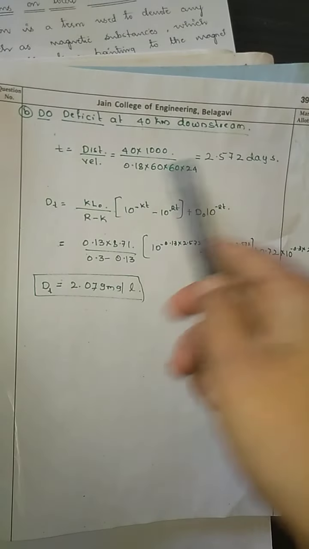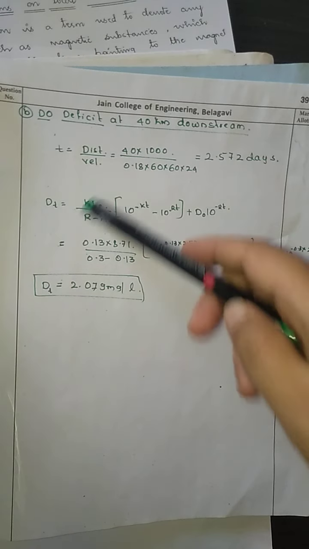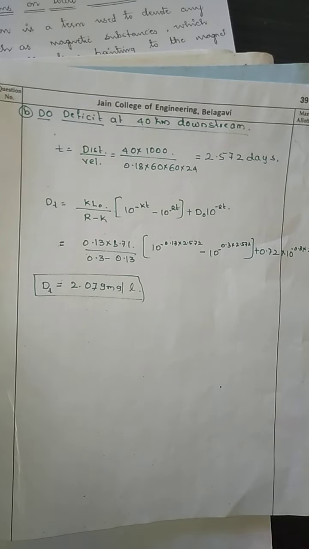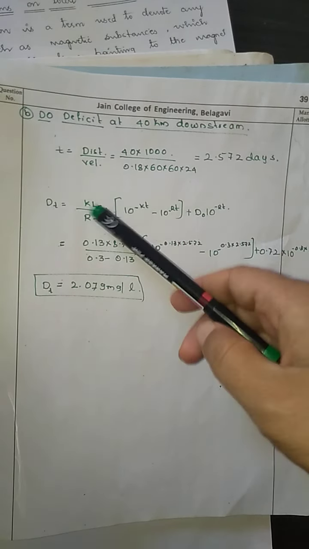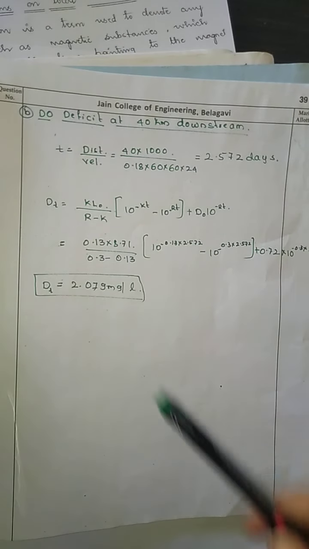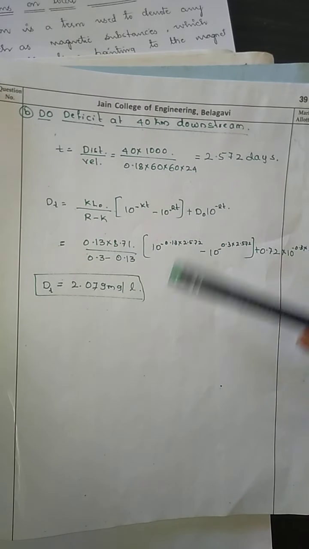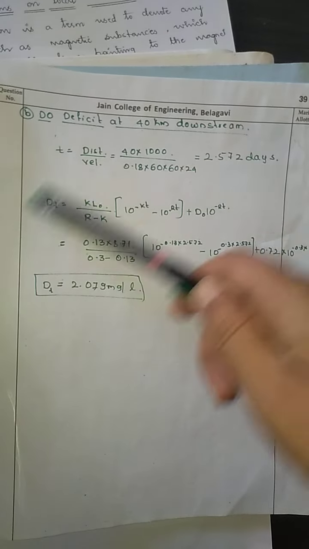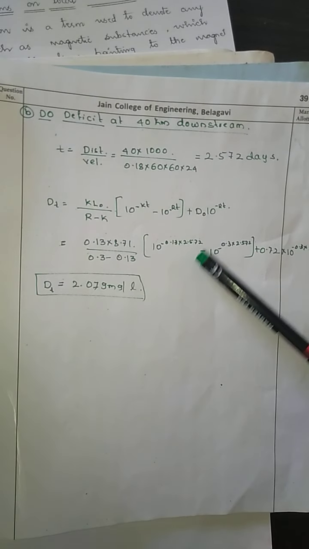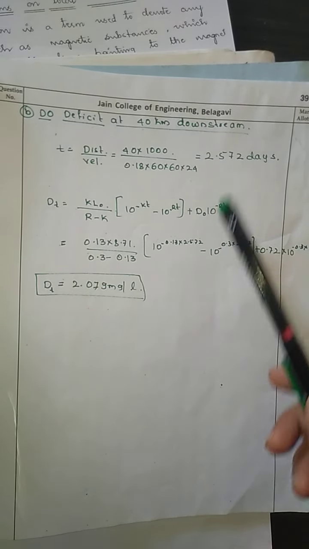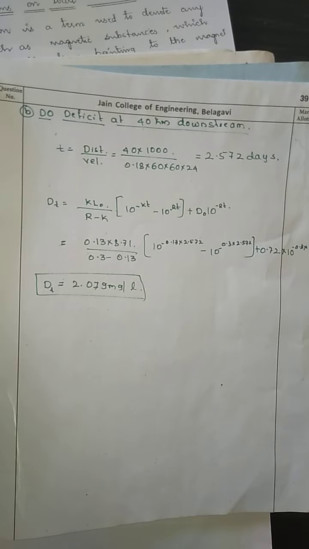Next is the DO deficit at the 40 kilometer distance. It can be found using the formula distance divided by velocity, to get how much time it takes to reach the 40 kilometer distance. Similarly, we have calculated it, and in this problem T is replaced with 2.572 days.